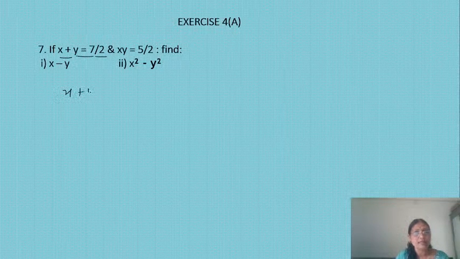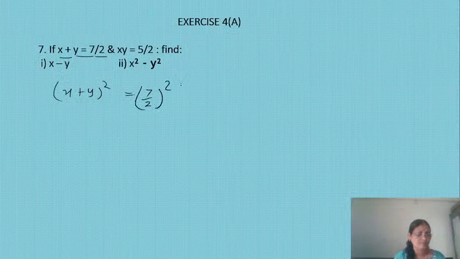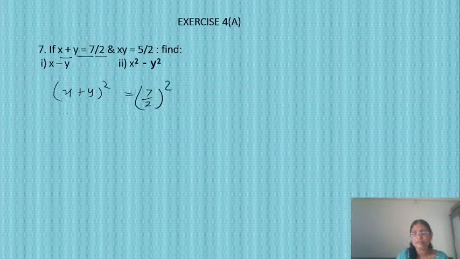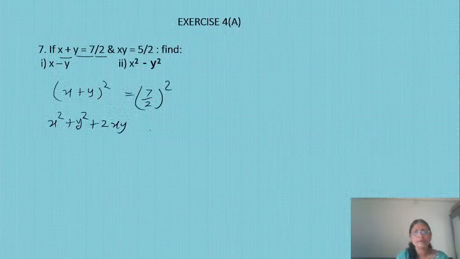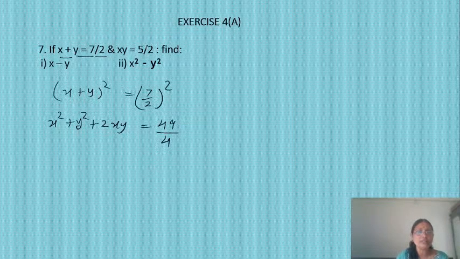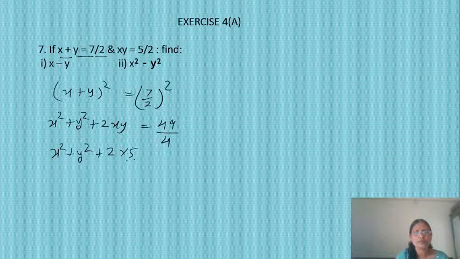So we start with (x plus y) square is equal to (7 upon 2) square. Always start with what is given, right? So squaring this, let us expand using the identity (a plus b) whole square. So it is x square plus y square plus 2xy is equal to 7 square is 49 and 2 square is 4. Right? Now xy value is given, 5 by 2. We'll substitute that. So you get x square plus y square plus 2 times 5 by 2 is equal to 49 by 4.